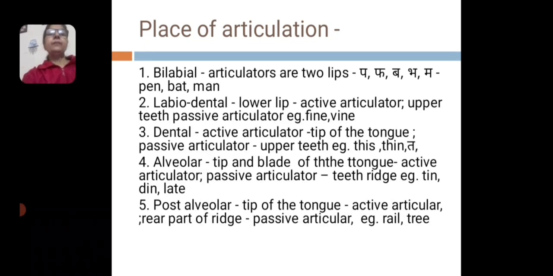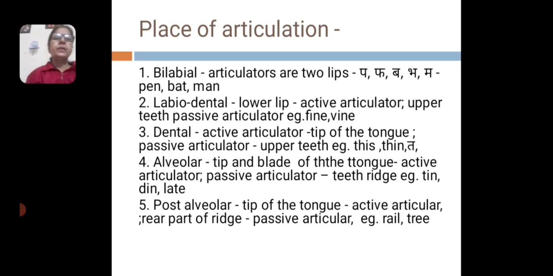Second is labiodental, the consonants which are produced with the help of lips as well as teeth. The lower lip is the active articulator and the upper teeth are the passive articulator. These are the initial sounds in words: fa in fine, va in wine. In Hindi we can say fal. In English, for, fine. When I am speaking for, my lips and teeth both are working.